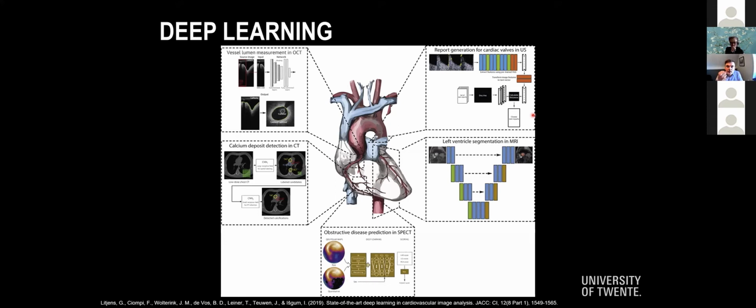At the bottom you see a SPECT image, which is a nuclear image that can be used to detect if someone is suffering from coronary artery disease or not. On the top right you see an ultrasound image, and on the right here you see a left ventricle segmentation in an MR image. All of these things would be very time consuming and strenuous for a clinician to annotate, but with deep learning we see that these things work really well and really fast. So in general there's a lot of enthusiasm and interest in these techniques from clinical specialisms that work with images.